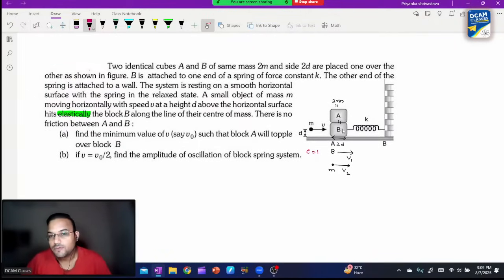Now, after you have found that B has got some velocity, it will try to move. The normal thinking is that A will move along with B, but it won't. A will not move because there is no friction between A and B and no velocity is imparted to A. So it will remain at this position only. B will try to slide off. Now you will think, they're asking to find the velocity v such that block A will topple over B.